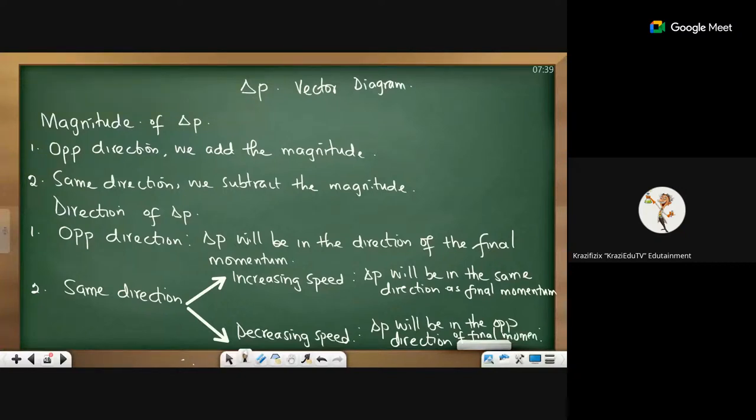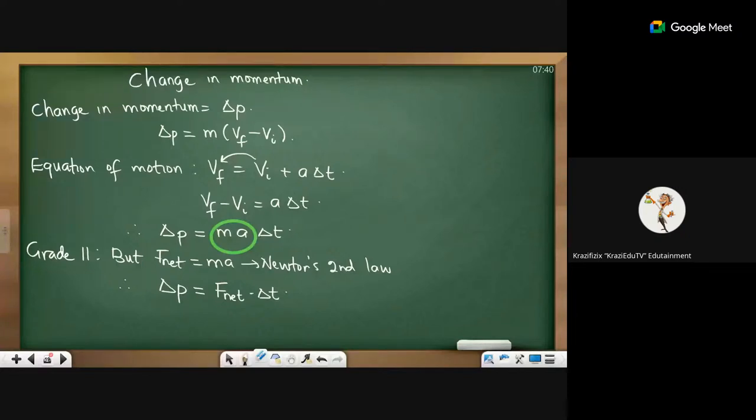So that everything is in reference. So we're comparing everything to final momentum. Again, opposite directions, the change in momentum would be in the direction of the final momentum. Same direction, but if the speed is increasing, the change in momentum will be in the same direction as final momentum. If the speed is decreasing, the change in momentum will be in the opposite direction of the final, so that we know that everything has reference to the final momentum. I hope that helps. Along the line, I love to do a lot of questions. Today, you're going to have questions to do at home, I promise you. By the end of today's session, tomorrow you'll have a lot of work to get done.